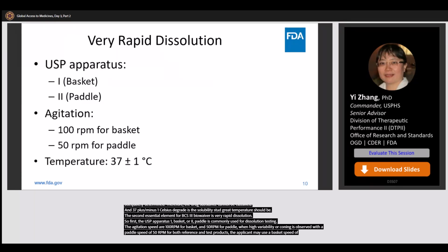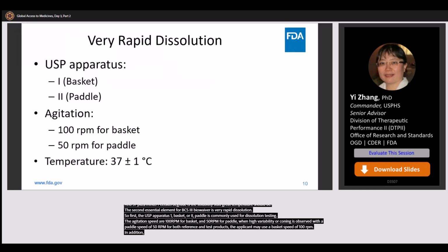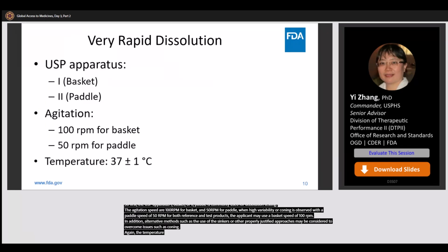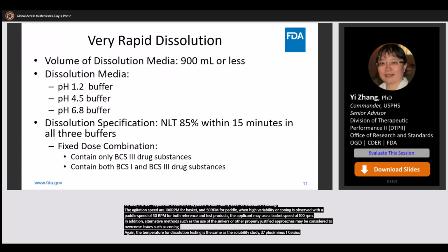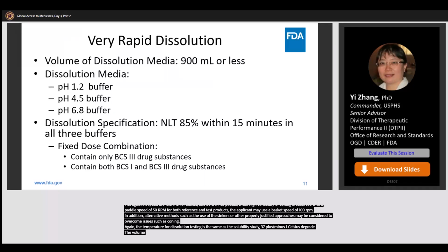In addition, alternative methods such as the use of sinkers or other appropriately justified approaches may be considered to overcome issues such as coning. Again, the temperature for dissolution testing is the same as the solubility study, 37 plus/minus 1 degree Celsius. The volume of dissolution media is 900 ml or less. It is recommended to use the volume selected for the quality control (QC) test.